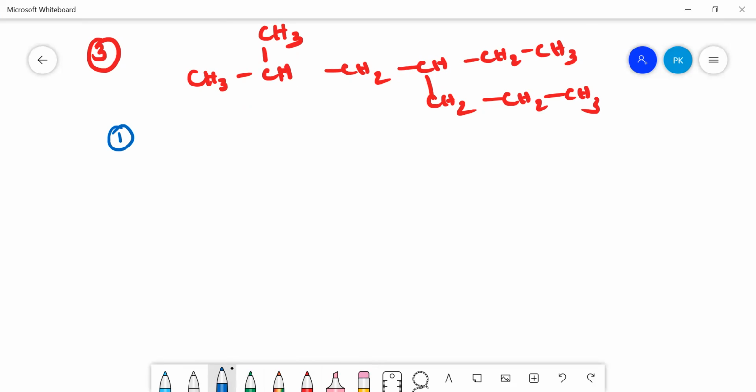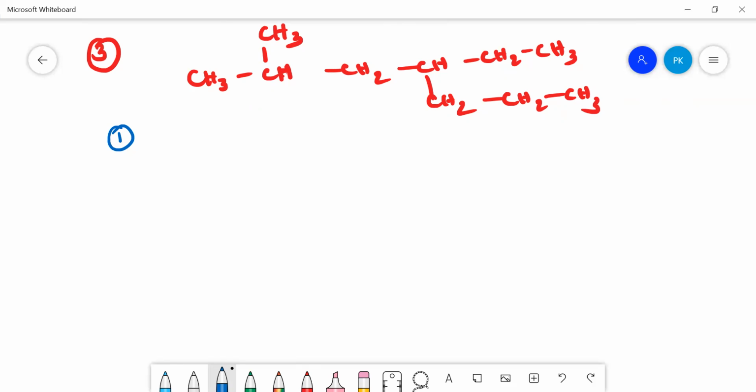See, 1, 2, 3, 4, 5, 6. 1, 2, 3, 4, 5, 6, 7. So what's the highest possibility? You can take this one, 1, 2, 3, 4, 5, 6, 7. Only two possibilities, students. You can take either of these.